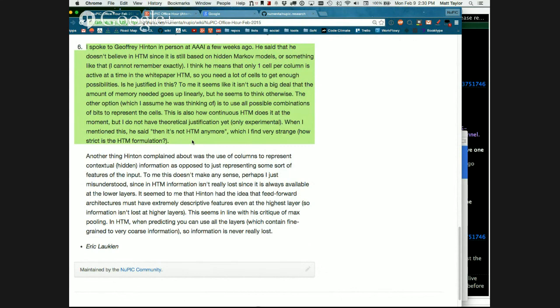How strict is the HTM? So I don't think we know what Jeff Hinton is thinking about our work and what he meant. I think the specific comment there that there's only one cell per column active at a time, that's a misunderstanding.